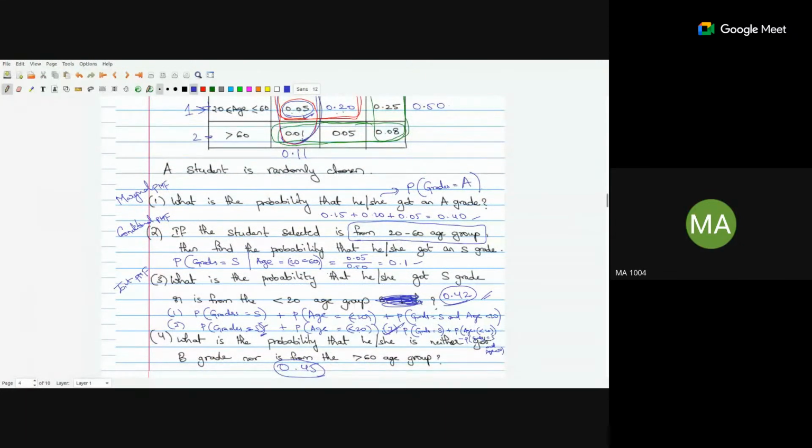Okay. That is what you have to understand. What is conditional? What is the condition? What is the probability? Here we are not given any condition. If you read it carefully, here the selected student is from the 20 to 60 age group. We have given that, so that is the condition given to us. But in 3 and 4 we didn't give any condition. We are directly asking the probabilities. Okay, sir. Thank you.